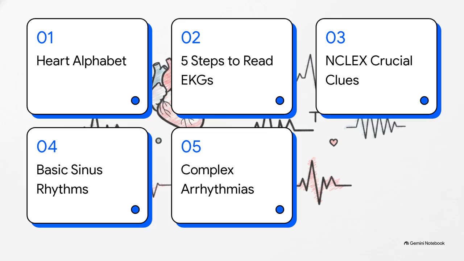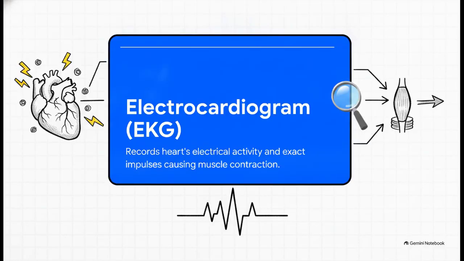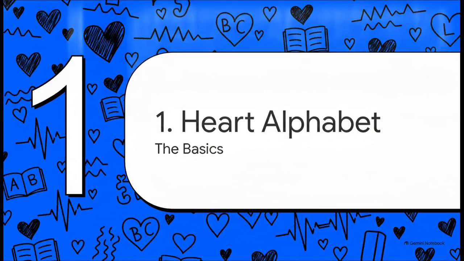Let's get started. But before we look at any actual rhythms, we really need to set the foundation. An EKG is basically just a visual story of the heart's electrical system at work. It's a precise measurement of the electrical impulses that literally command the physical heart muscle to pump. So, Section 1. The alphabet of the heart.